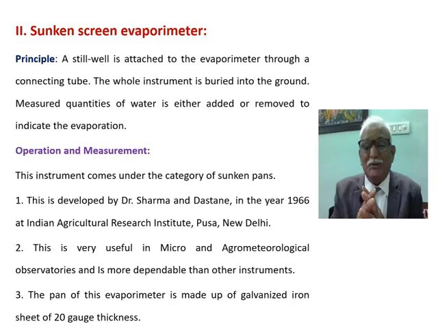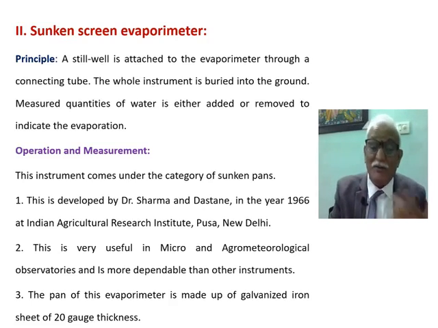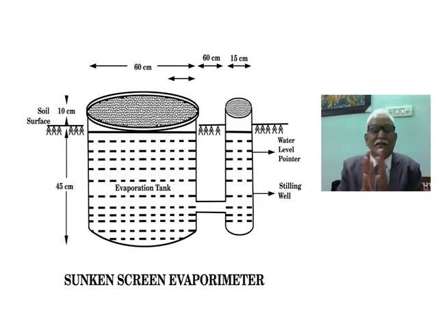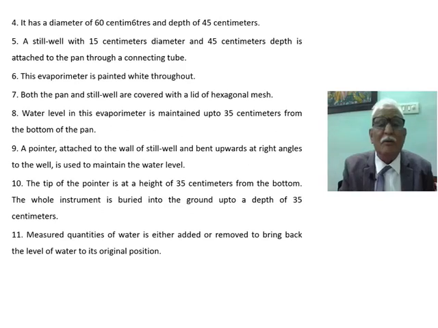I had the opportunity to visit IARI several times and worked with this particular instrument, using it several times. It was my good fortune that I saw the original work of Dr. Sharmaji and Dr. Dastane sir. So this is the sunken pan evaporimeter. Simple: an evaporation tank is there, a stilling well is there, and a water level pointer is there, like the USWB open pan evaporimeter.